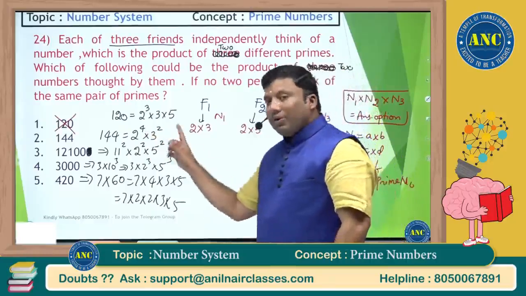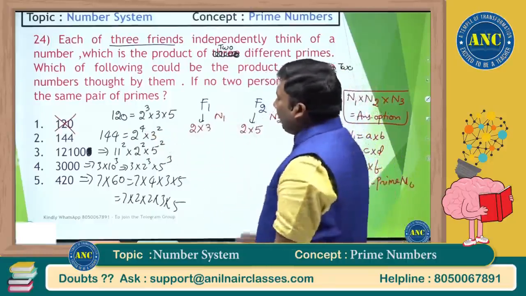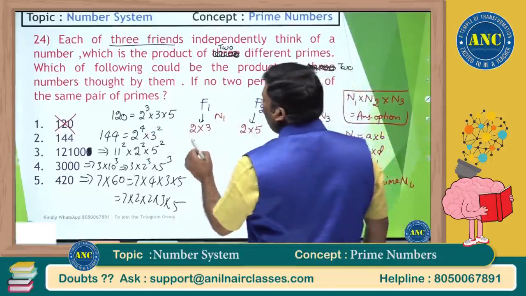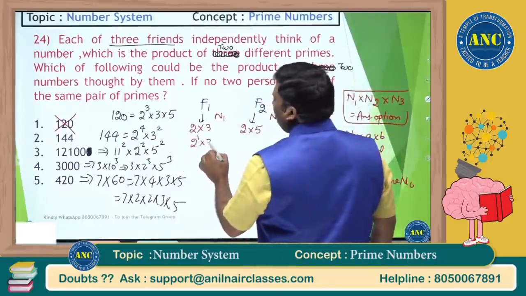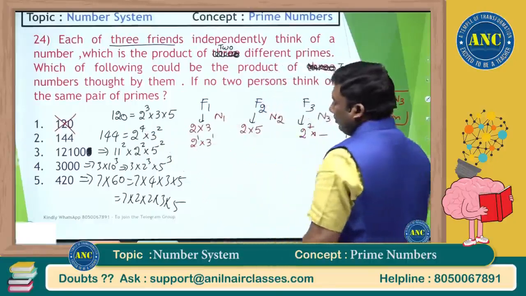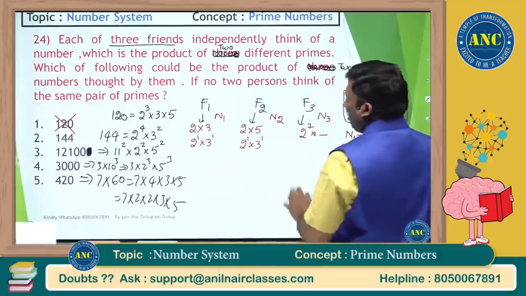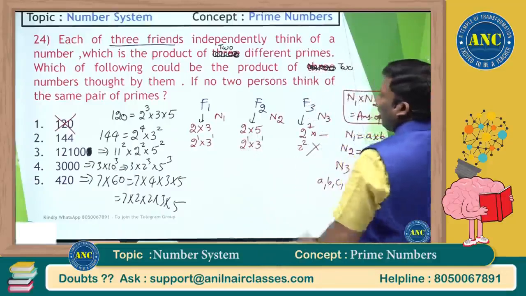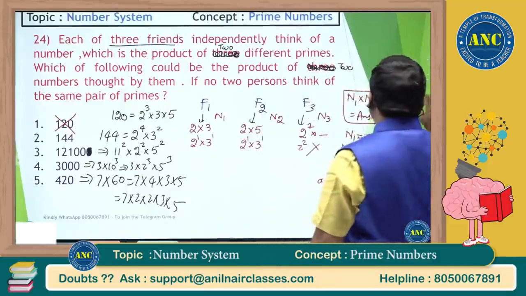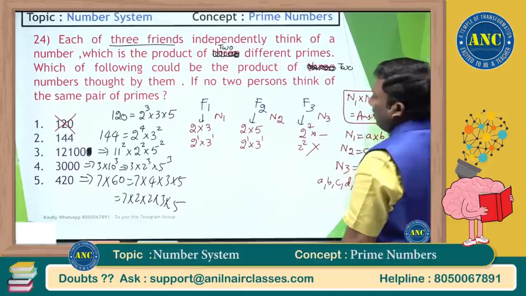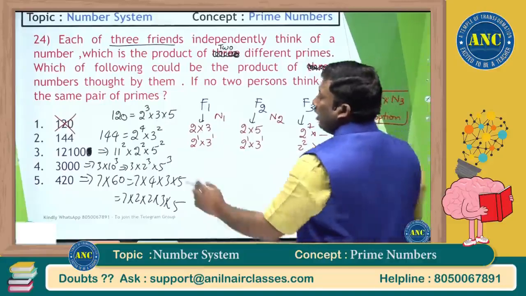144, 2 power 4 into 3 square. A friend thinks about a number which is a product of 2 primes. 2 power 1 into 3 power 1. Here it will be 2 square. Not possible. Anyway, they think different primes, so this case is not possible.